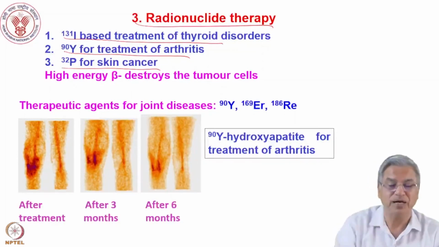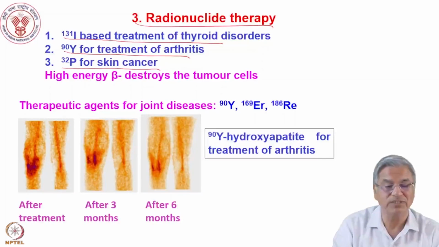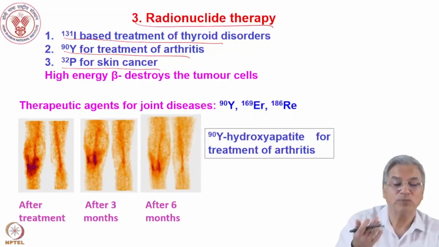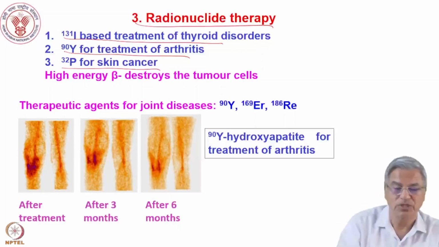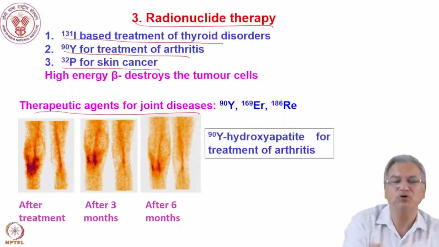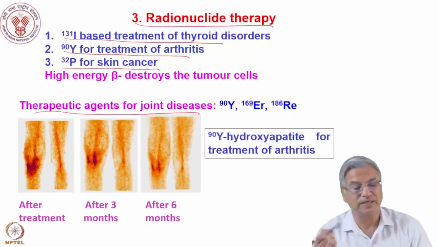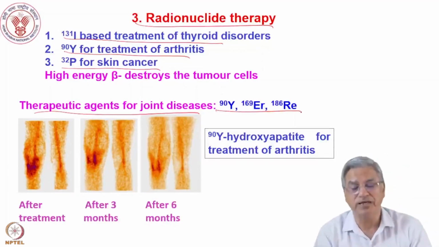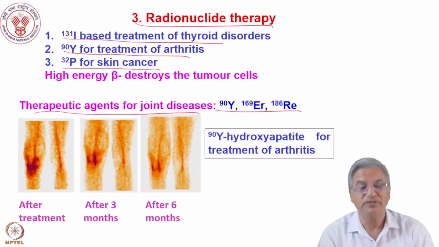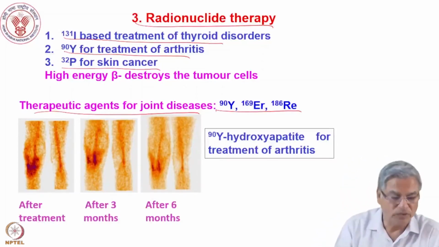Yttrium 90 and phosphorus 32 are pure beta emitters. The high energy beta destroys the tumor cells, and for iodine, you can use the beta for thyroid disorders. So even for therapeutic agents, if you have some joint diseases like arthritis, then there are radioisotopes like yttrium 90, erbium 169, rhenium 186. They can be used for treatment of joint diseases.